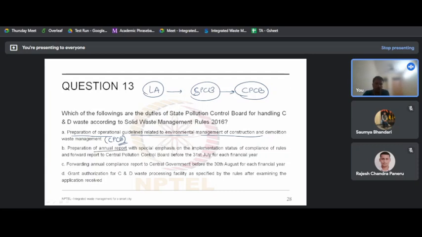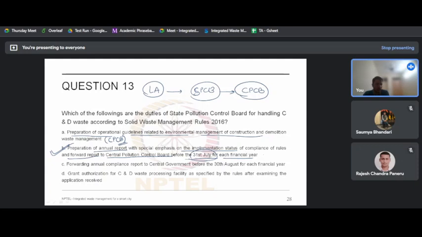Preparation of annual report with implementation status of compliance and forwarding this report to CPCB before 31st July. So yeah, this is correct. So this is a duty of the State Pollution Control Board. So they should make an annual report every year, and it should be about how the rules were complied, and this report should be forwarded to CPCB before 31st July for each financial year.